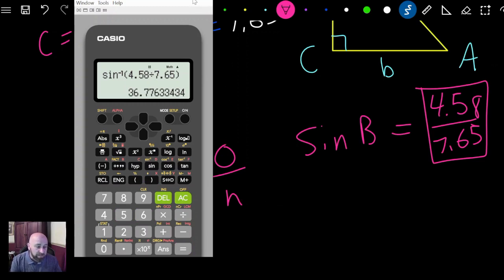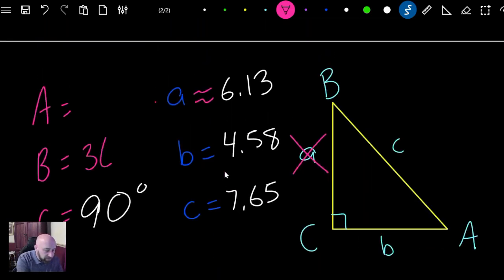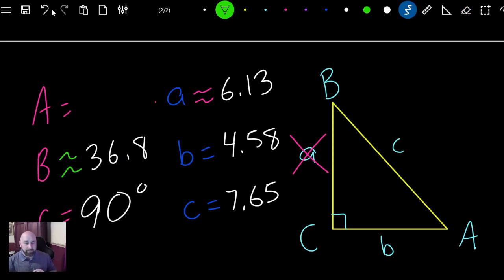36.77, or 36.8. Let me put that in white so you can see that better. 36.8. Now, again, we have an approximated value. We can't use that. Now, this is where students go wrong a lot of times. They're like, oh, now I can just subtract this and I can get my other angle. You can't subtract that. Why not?